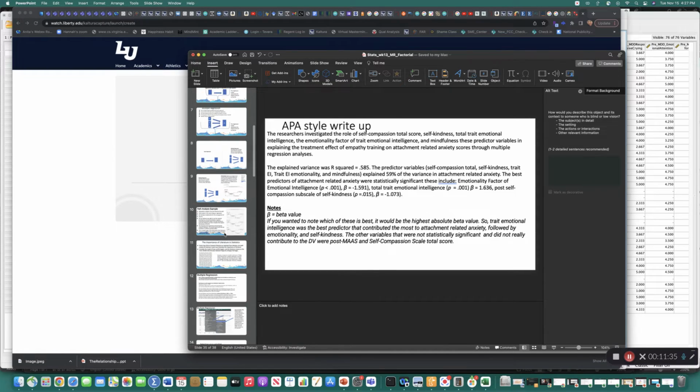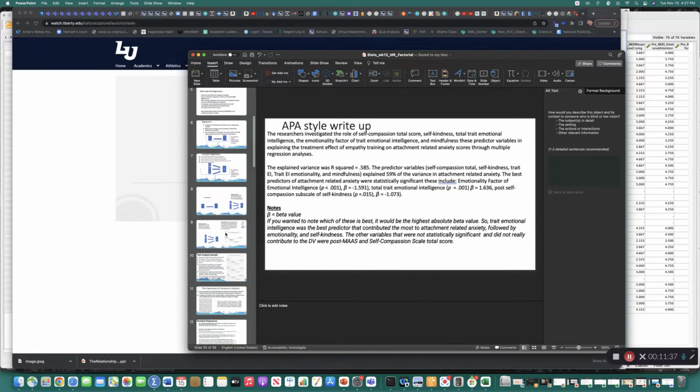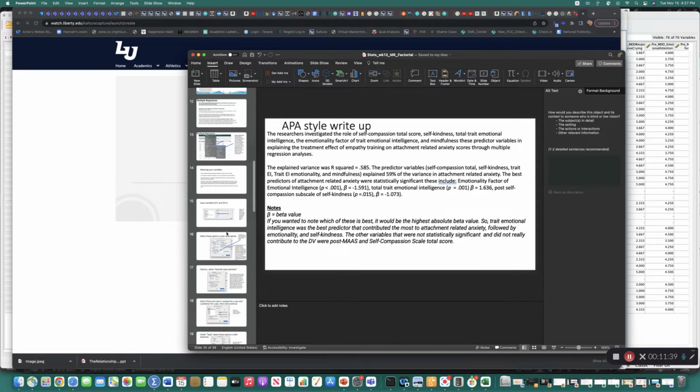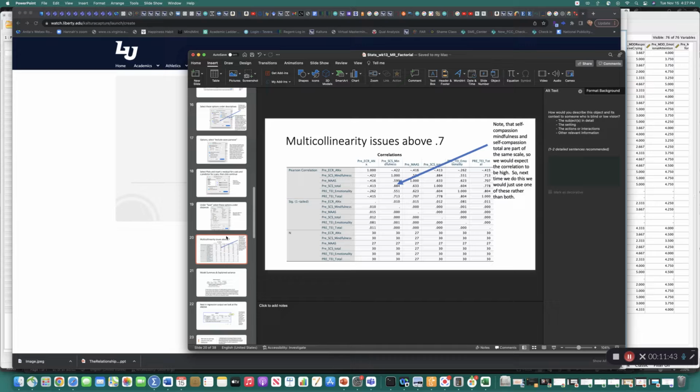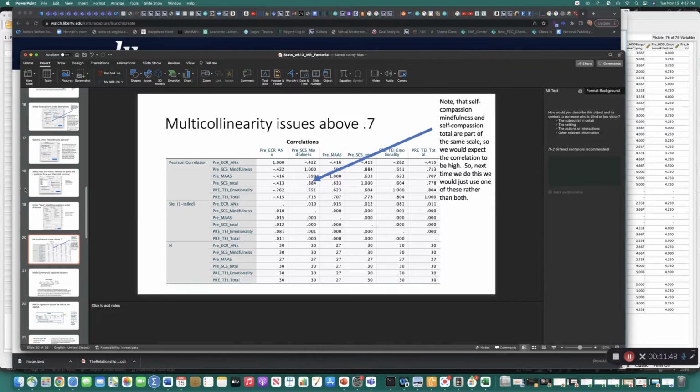Now, a couple other things to consider when you're looking at the output. You want to look at things like multicollinearity, and you also want to look at things like normality. So the correlations table will tell you about multicollinearity. If there is a correlation above 0.7, we'll want to take a closer look to see if next time we might want to eliminate one of these variables or combine the variables.